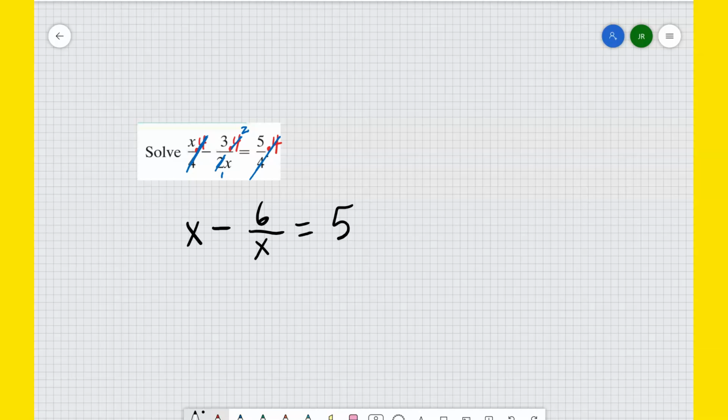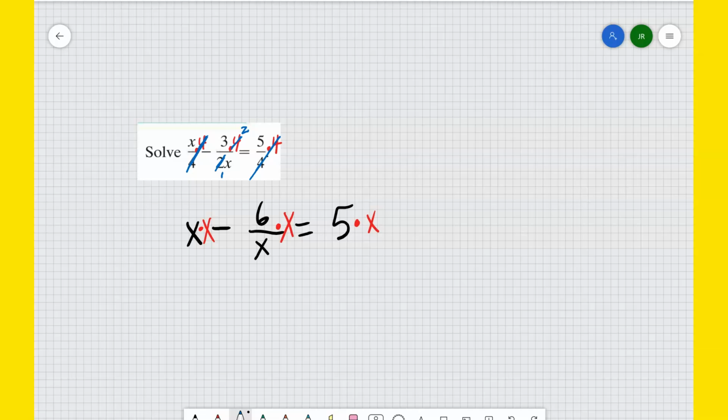Okay, again, I'm trying to get everything off the bottom. I got something off the bottom in the first step, but I still have something on the bottom here that I've got to now, in the second step, get off the bottom. What do I have on the bottom here? I have an x. Well, how do I get that thing off the bottom? I multiply that term by x. So then I have to multiply that term by x, and I have to multiply that term by x.